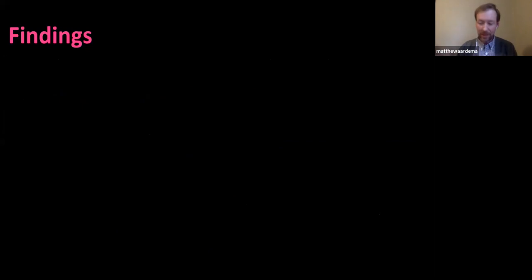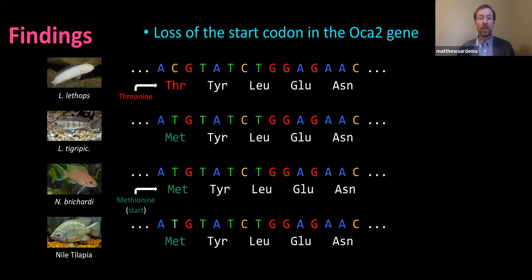So we found a lot of stuff. I'm not going to go through all of it. I'll just highlight two of the key findings. So the first key finding, perhaps arguably the most interesting finding, was the loss of the start codon in the OCA2 gene.